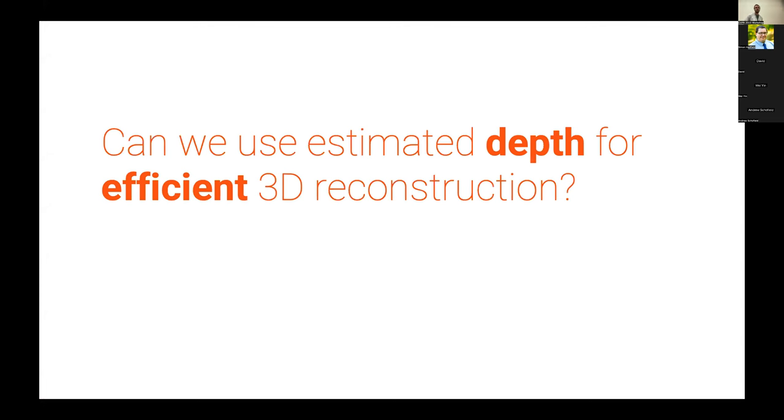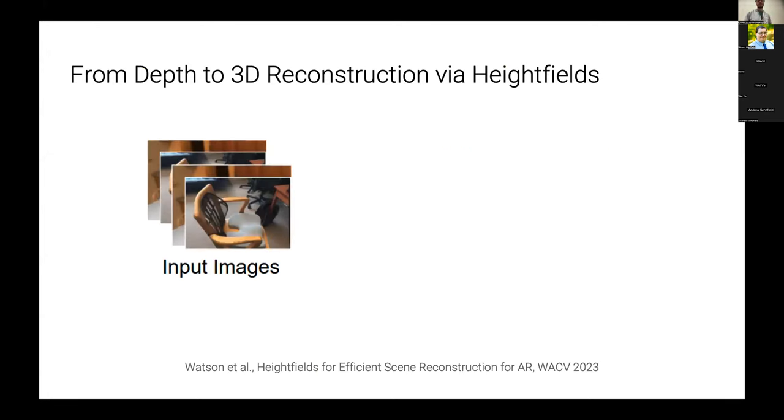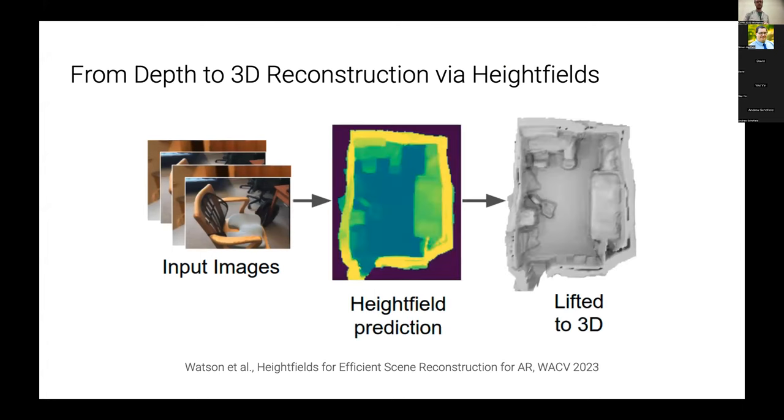Okay, building on that, we now have this building block of monocular depth, and I want to talk for a few minutes about the kinds of things we can do with monocular depth, or the kinds of things we've been doing with it. One of them is: can we use estimated depth for efficient 3D reconstruction? What I mean is we'd like to take a collection of images of a scene, imagine a room like this, and get a full dense 3D reconstruction of that environment.